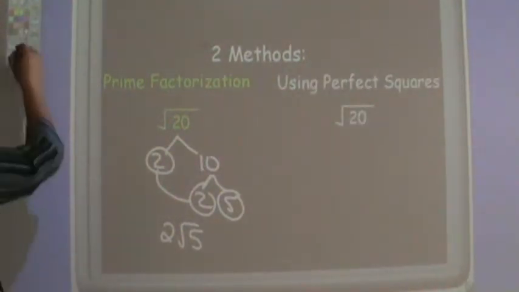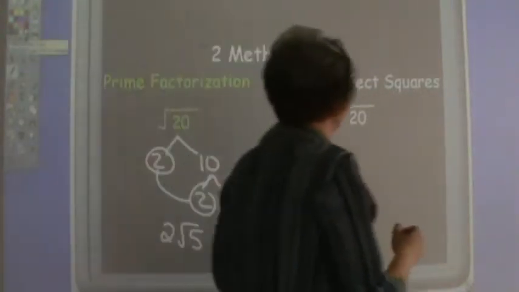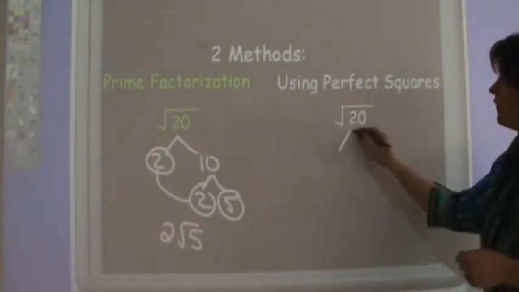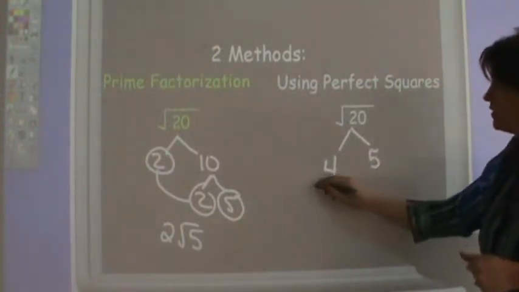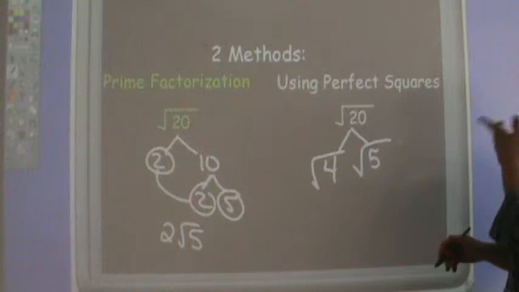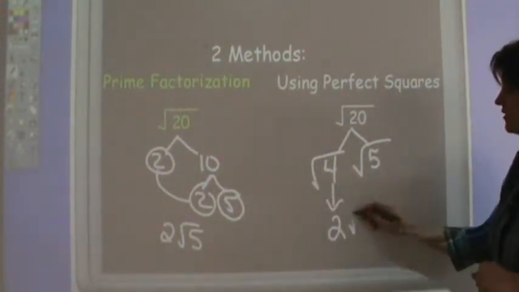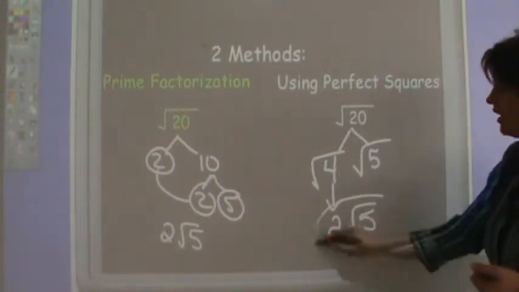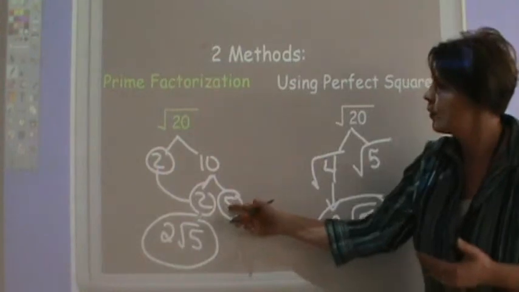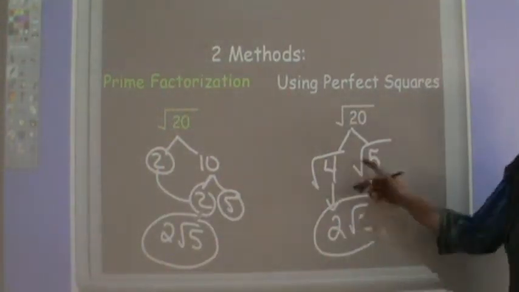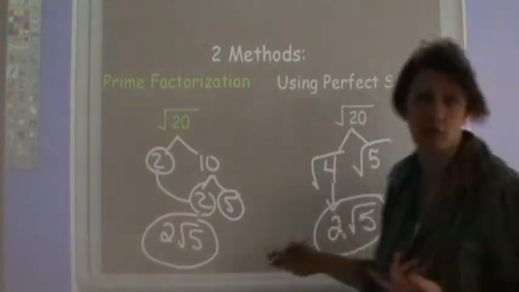Okay, using perfect squares is a little different method for doing this. What you do is you look for the perfect squares that go into our number. For example, 4 is a perfect square. So it's the square root of 4 times the square root of 5 is basically what we're saying. Well, the square root of 4 is just 2. Square root of 5 does not come to a nice number. Okay, so same answer. It's just a matter of if you'd rather do where we break it down into prime numbers, or if you're good at your perfect squares, this might be a shorter method for you.